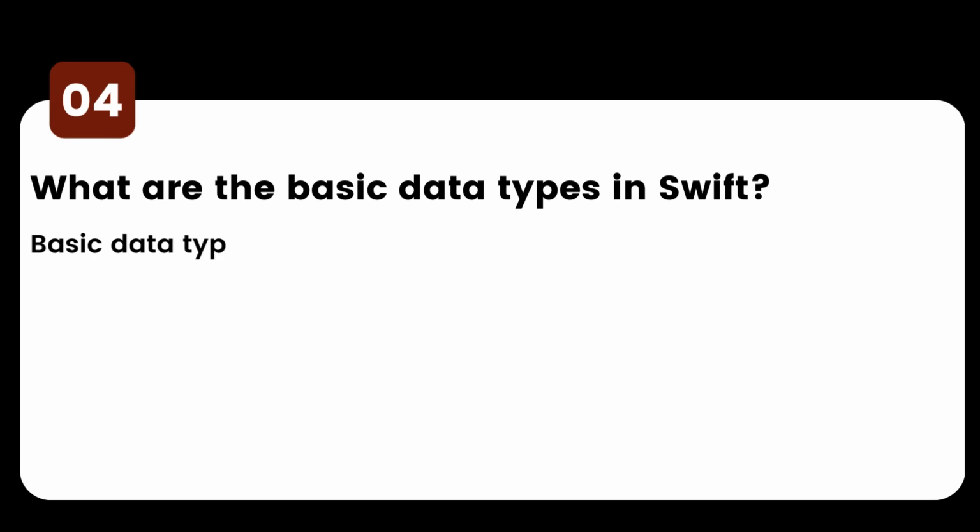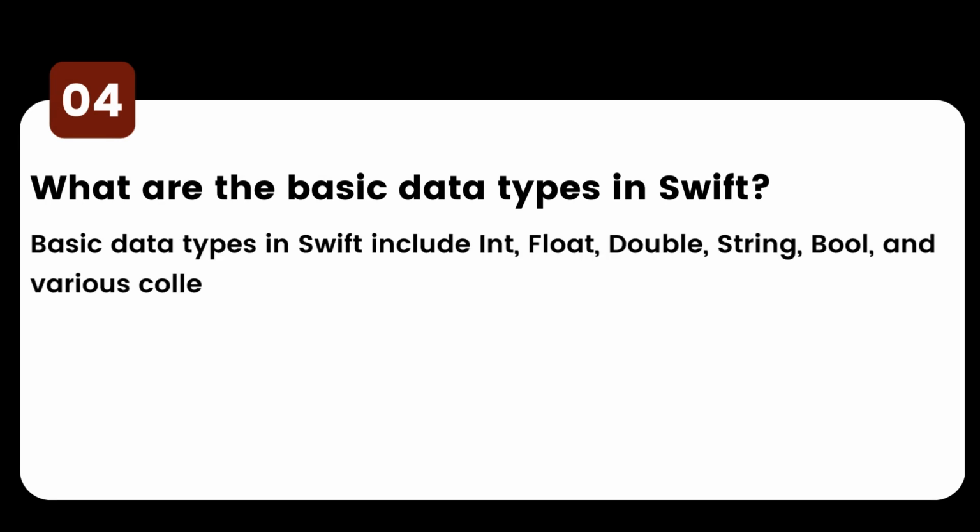Next, what are the basic data types in Swift? Basic data types in Swift include Int, Float, Double, String, Bool, and various collection types such as Array and Dictionary.